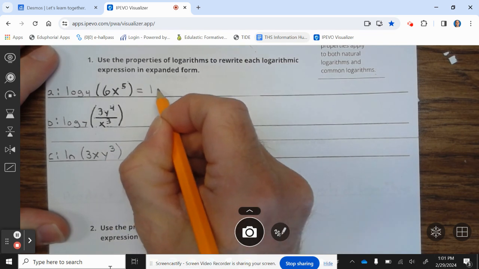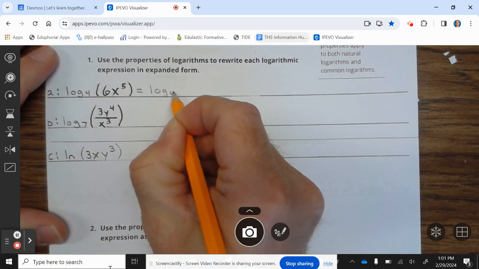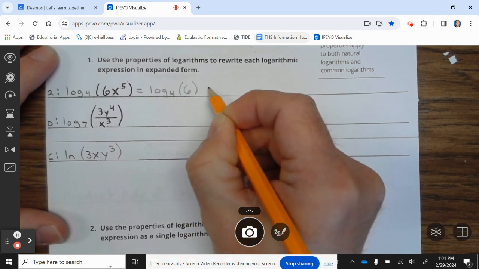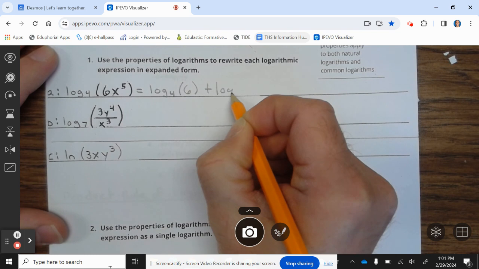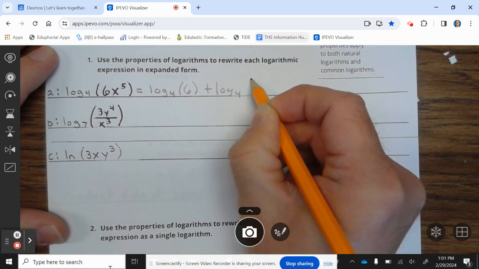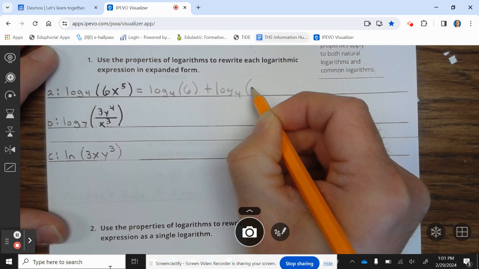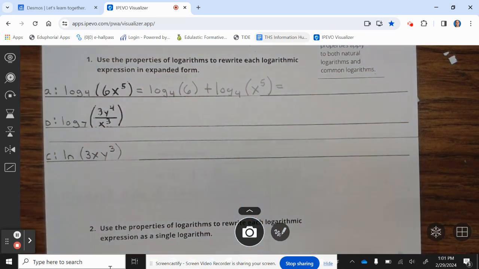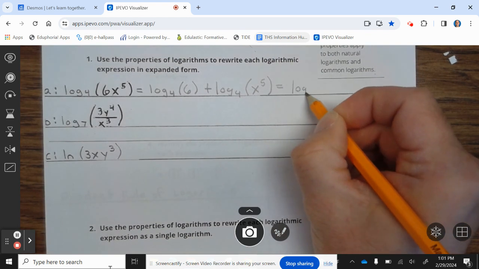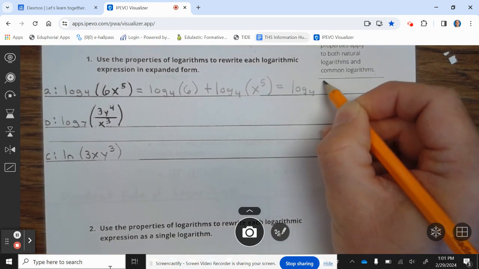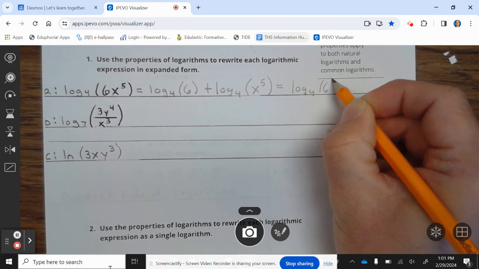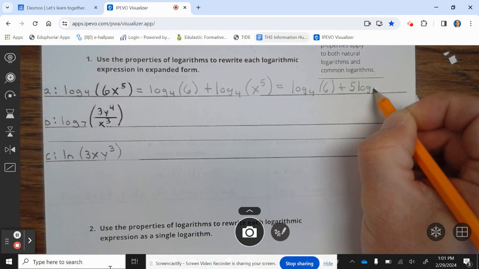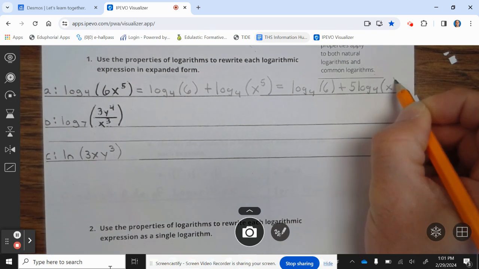is written as log base 4 of 6 plus log base 4 of x to the 5th, which expands to log base 4 of 6 plus 5 times log base 4 of x.